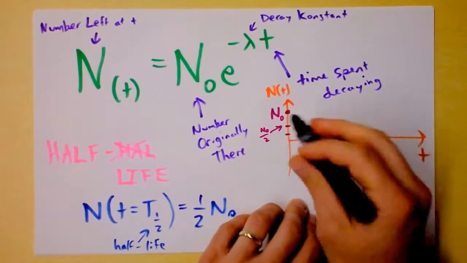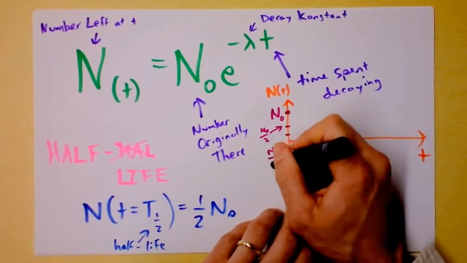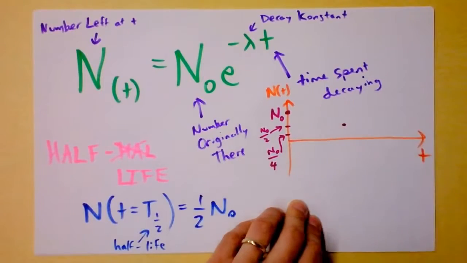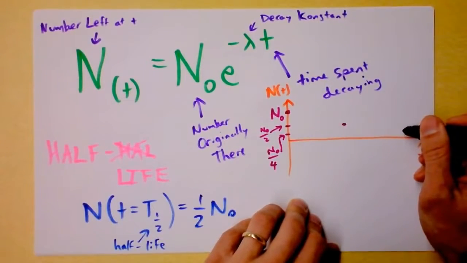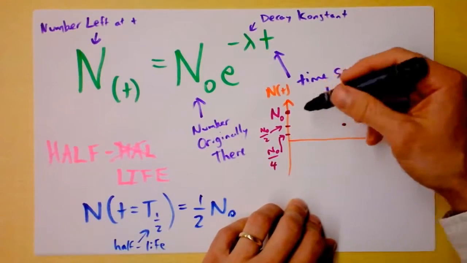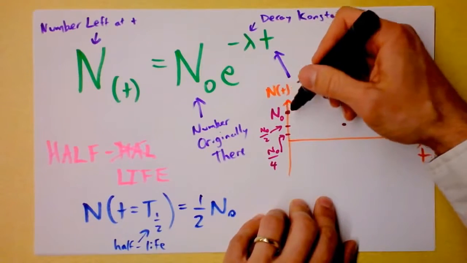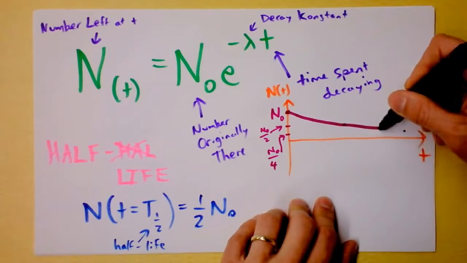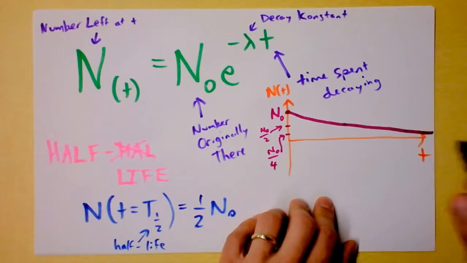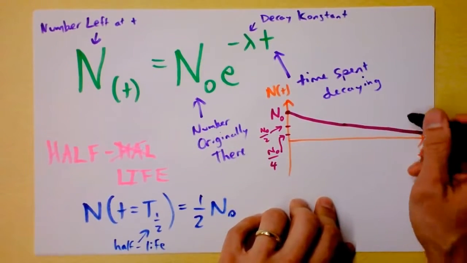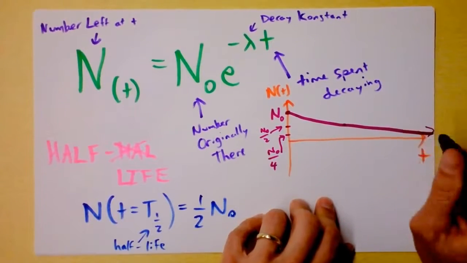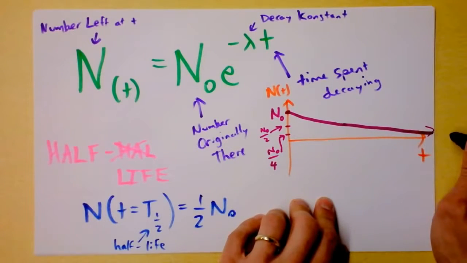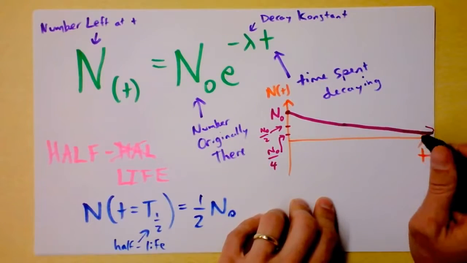After even more time, it'll be at N naught divided by 4. And that's that time right there. And I'm going to say that that probably takes twice as much time as it did to get to N naught over 2. So now I'll connect these dots and we'll see this interesting pattern of slow death here. But this is asymptotic here. It will never reach the axis. We will never run out of rabbits.